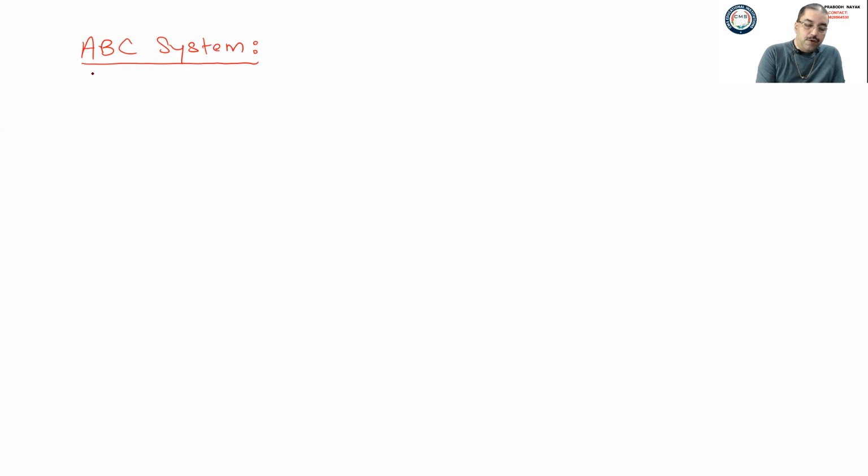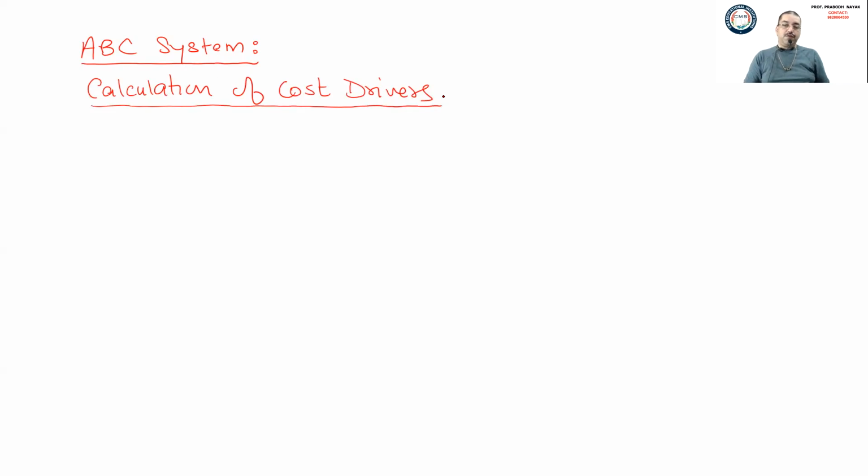ABC system. First, what we do? Calculation of cost level rates. Okay. First one, machine hour rate.